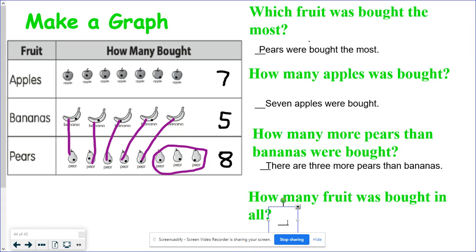Okay, next question and last. How many fruit was bought in all? In all means we are just adding everything up. 7 plus 5 plus 8. You can also just go ahead and count straight through this. Pause the video to count for yourself. Press play when you're ready to check.